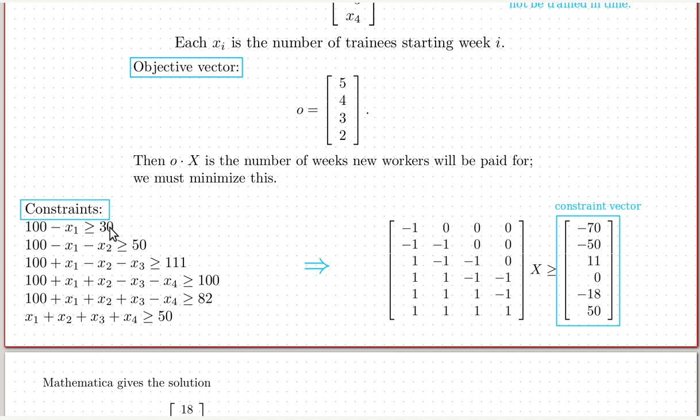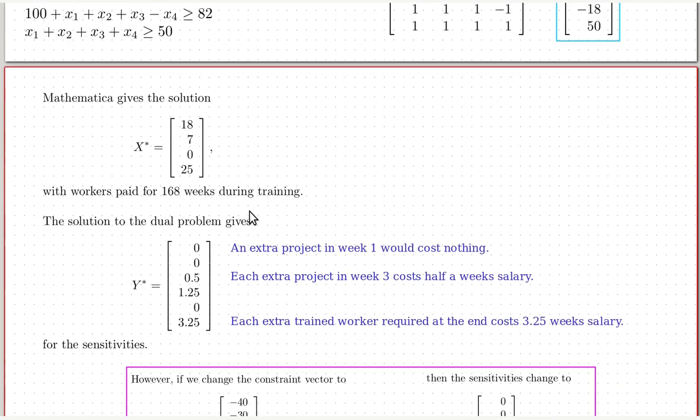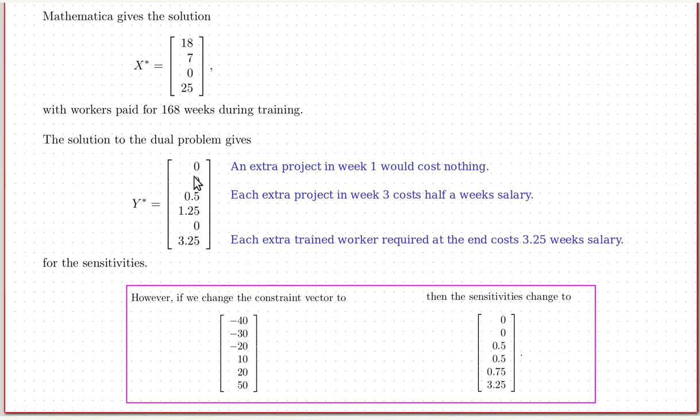So, for example, if you increase the 30 by 1, then this would go up actually to negative 69. So if we want to do one extra project during the first week, that will change this constant by 1, it'll increase it by 1, and according to the sensitivity, that will have no effect on the salaries. So in other words, if we want to do a few more projects during the first week, that will not cost us any extra money in salaries for the trainees. We can handle that very easily without spending any more money.